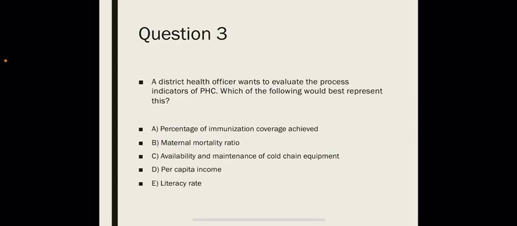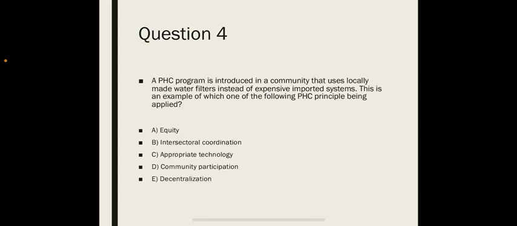Next question is, a district health officer wants to evaluate the process indicators of PHC. Which one of the following would best represent this? Option A, percentage of immunization coverage achieved. Option B, maternal mortality ratio. Option C, availability and maintenance of the cold chain equipment. Option D, per capita income. Option E, literacy rate. The correct answer is option C, availability and maintenance of cold chain equipment.